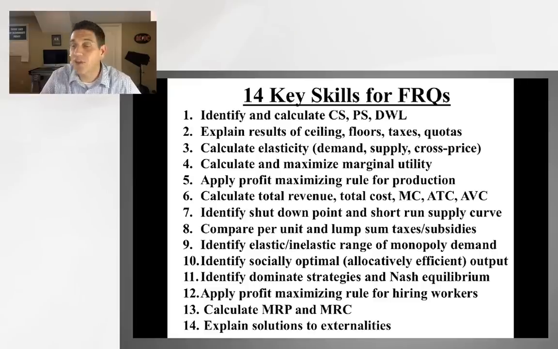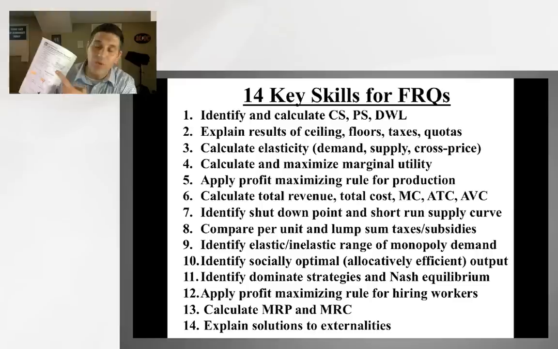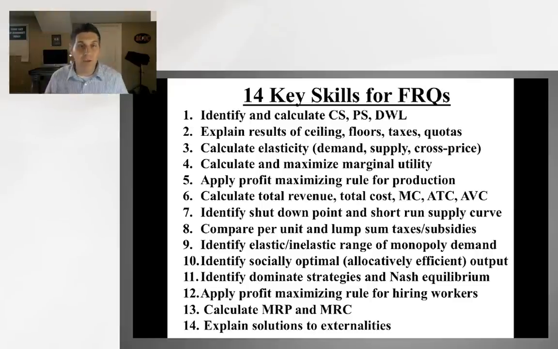It was on last year's free response. It's something that's important. I have videos that explain it. Number 5, apply the profit maximizing rule for production. I did it twice. In the first review session, I did it using a chart. So I said, okay, here is the total cost, here's the price, how much output should you produce using a chart. In this video, we did it with the graph showing you the horizontal demand curve, marginal cost, and using it that way. Number 6, calculate total revenue, total cost, marginal cost, ATC.